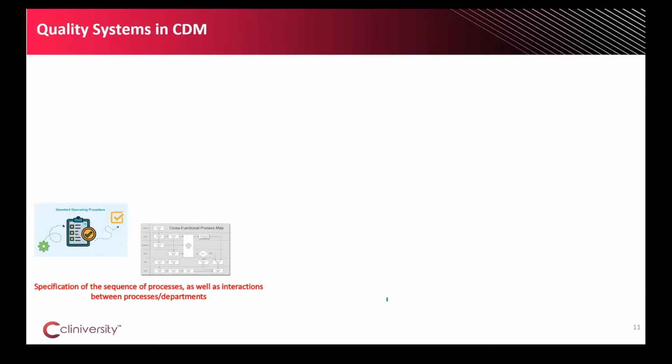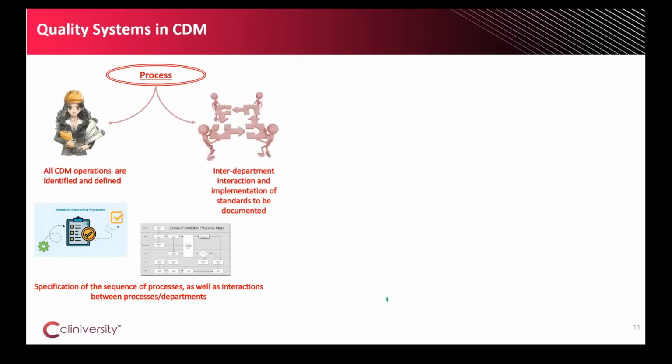Now, let's look at the different components of the CDM that are taken into consideration. The first one is the processes. Defined processes necessitate that all the operations performed by the CDM are identified and defined. The starting point is an inventory of processes for which the department or group is responsible. The quality system standard also requires specification of the sequence of the processes, as well as interaction between the processes.